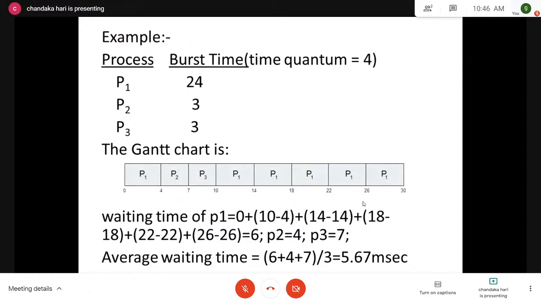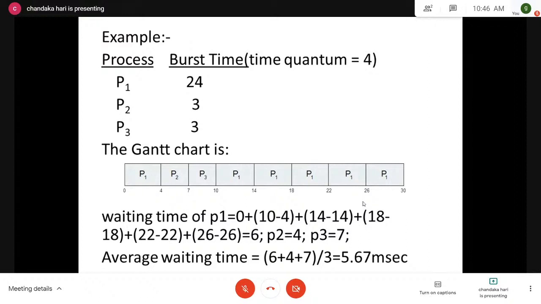Now we need to calculate the waiting time of each and every process. How do you calculate it? The waiting time of P1 is equal to 0. The waiting time of P1 at 10: earlier it had stopped at 4, that is 10 minus 4. It is 6. And next one, 14.